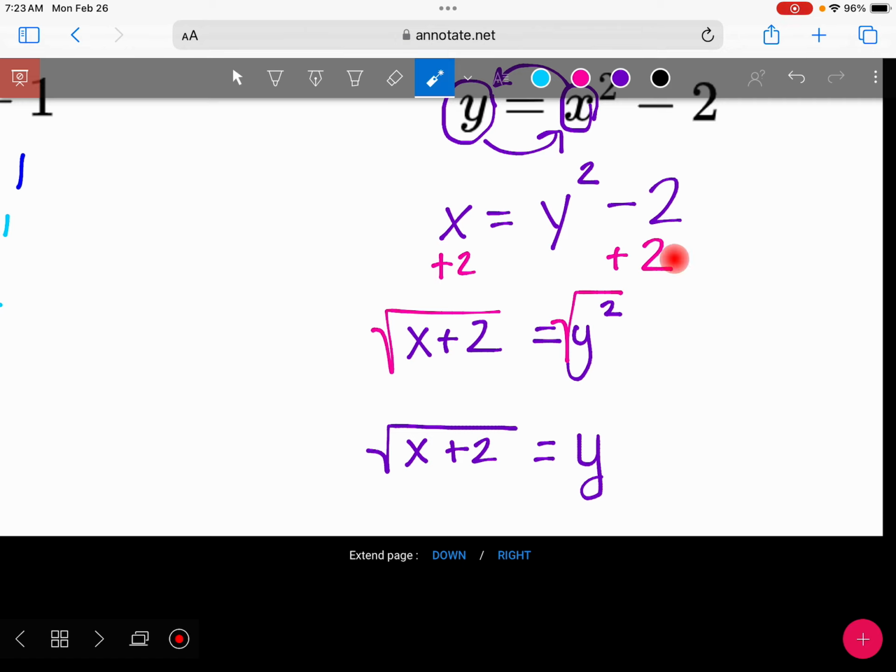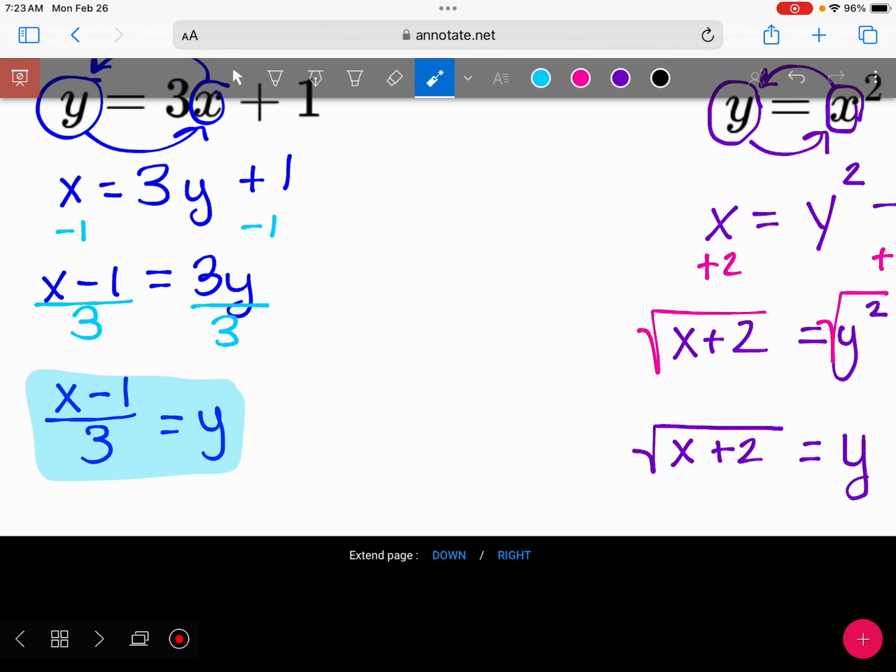So we saw a couple of inverse operations here. Addition and subtraction undo each other. Squares and square roots undo each other. Multiplication and division undo each other. So what we're going to be looking at today and for the rest of this chapter is an inverse. And by definition, it's an inverse operation.